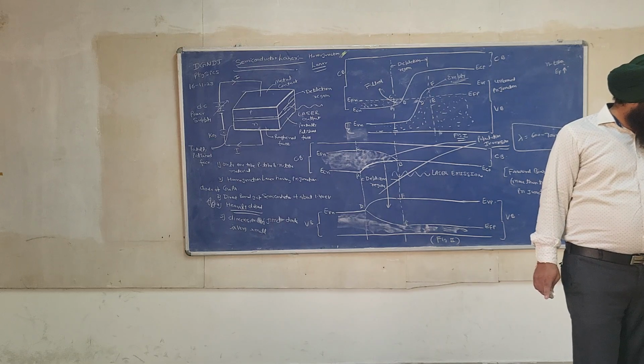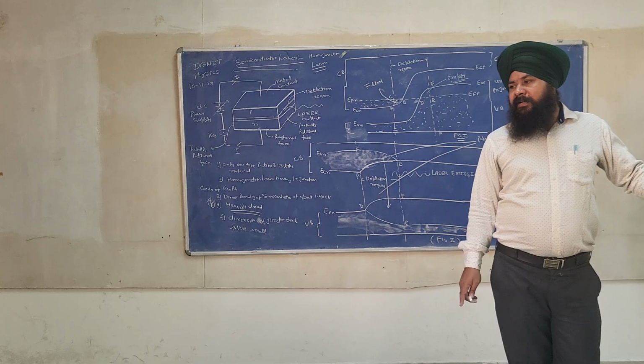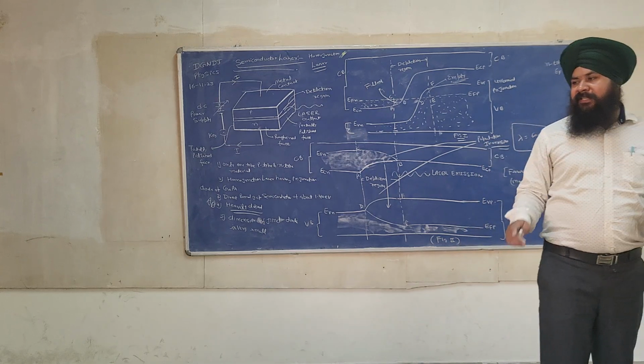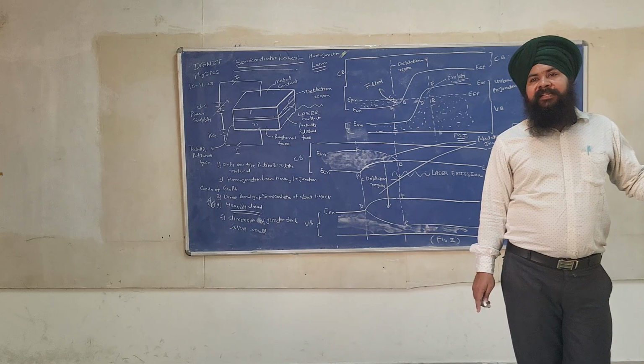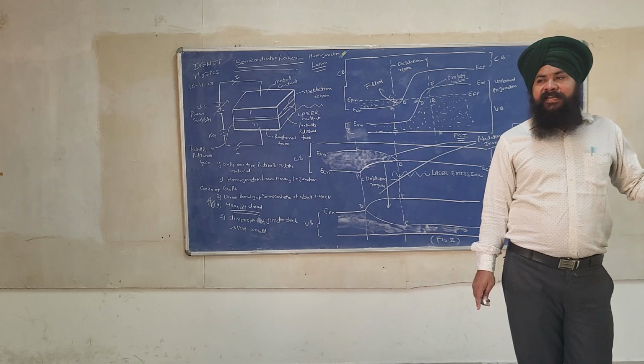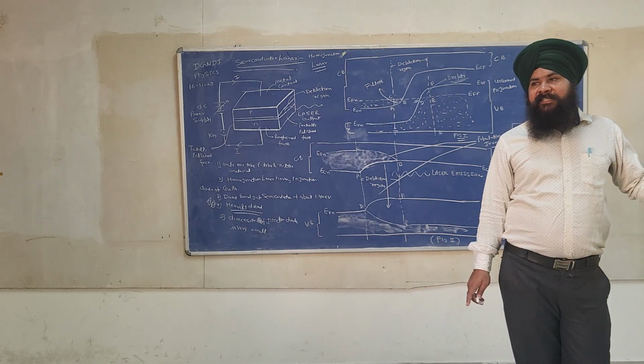Next point. Now what is the pattern? Population inversion is achieved within the depletion region near the junction only.